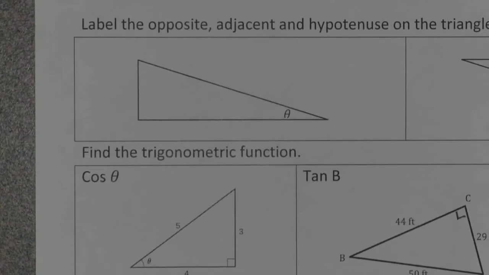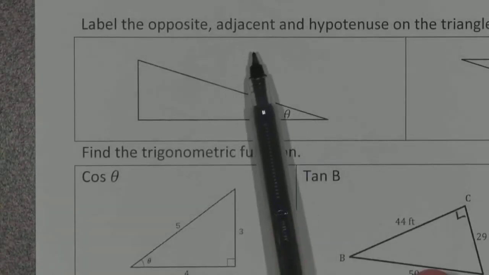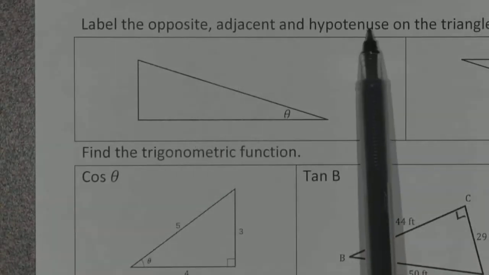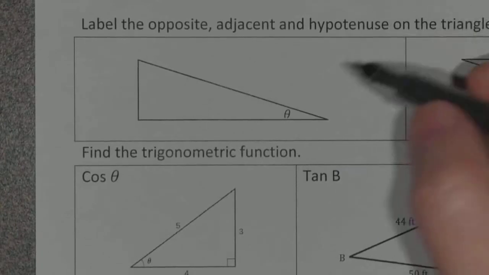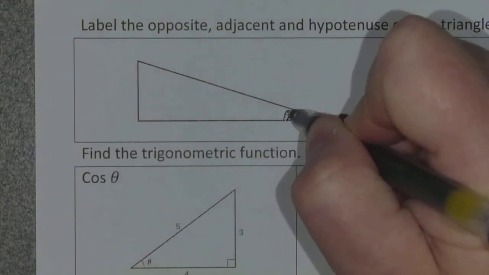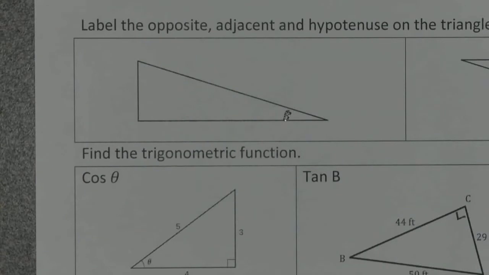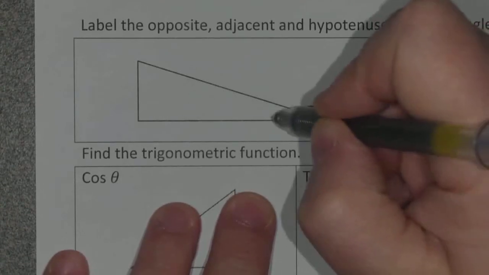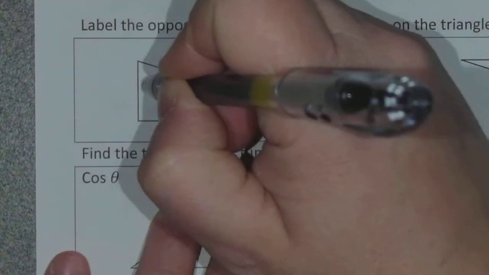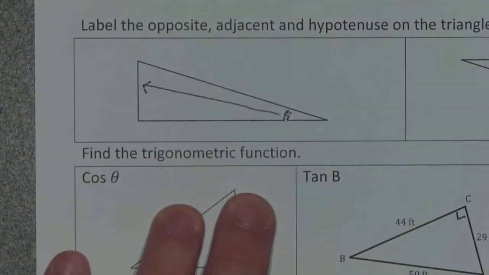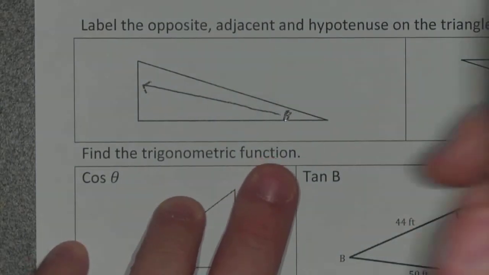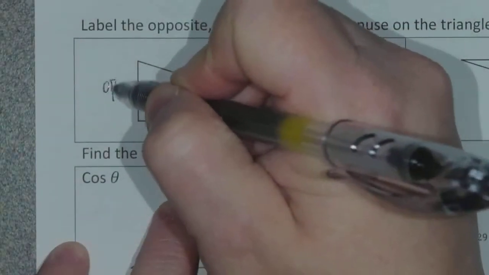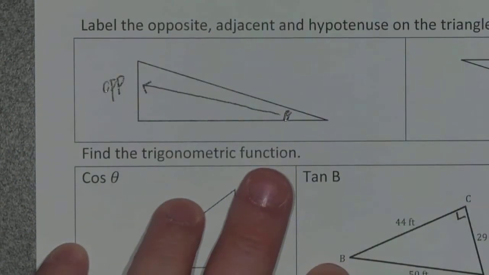So looking at this triangle right here, it says to label the opposite, adjacent, and hypotenuse on this triangle. And it asks us to do it from angle theta. So here's the angle theta right here. It's the Greek alphabet letter. We call it theta. So I always like to label the opposite side first. The opposite side is the side that does not touch the angle. So this side over here that doesn't touch the angle is the opposite side.